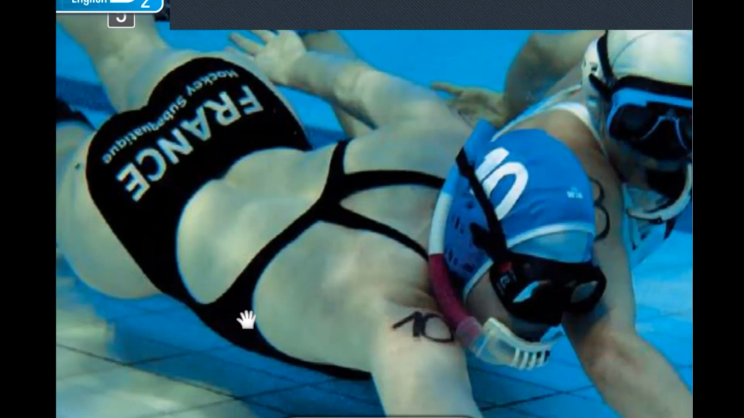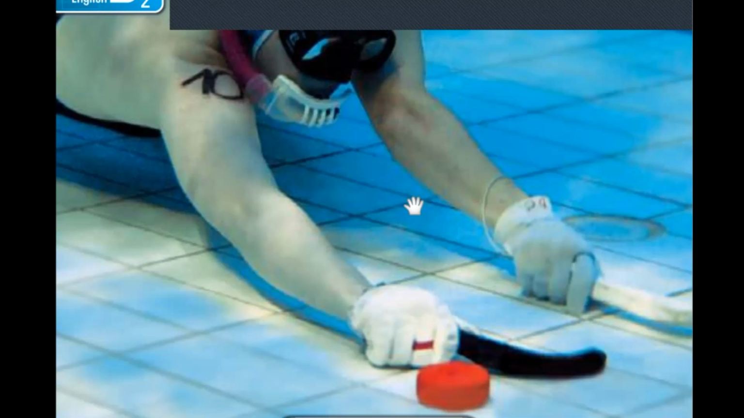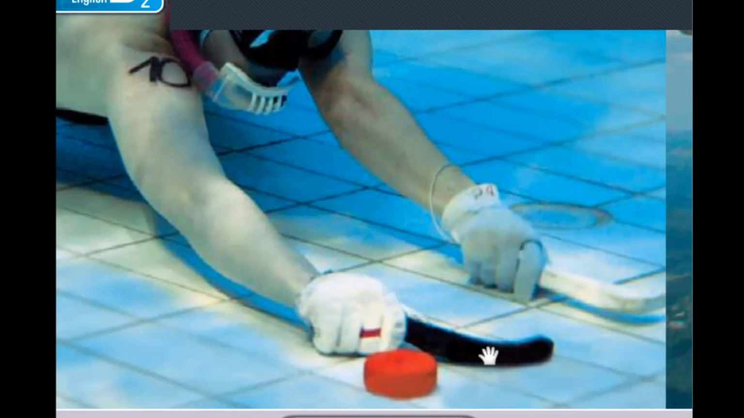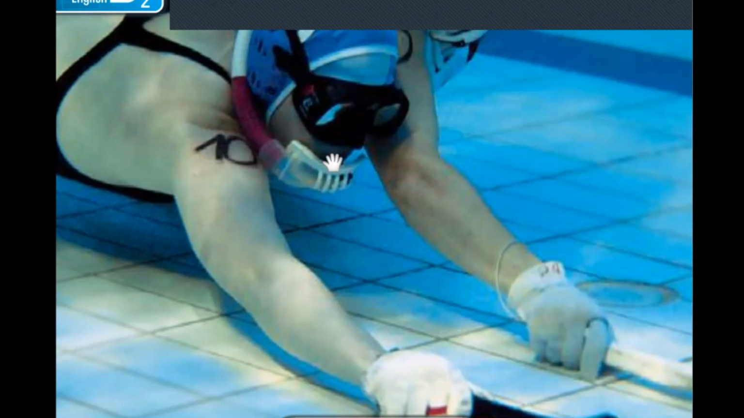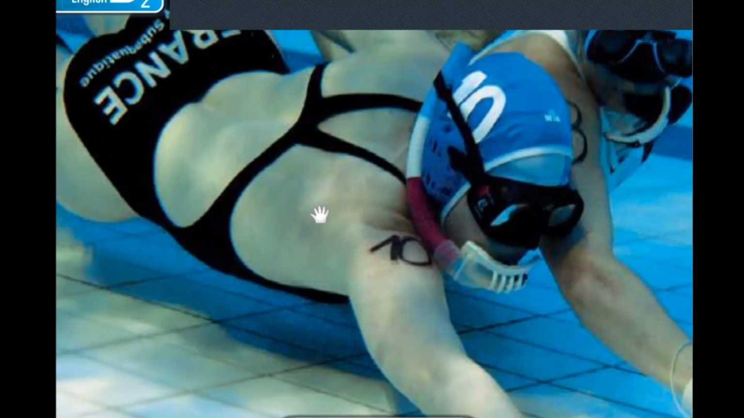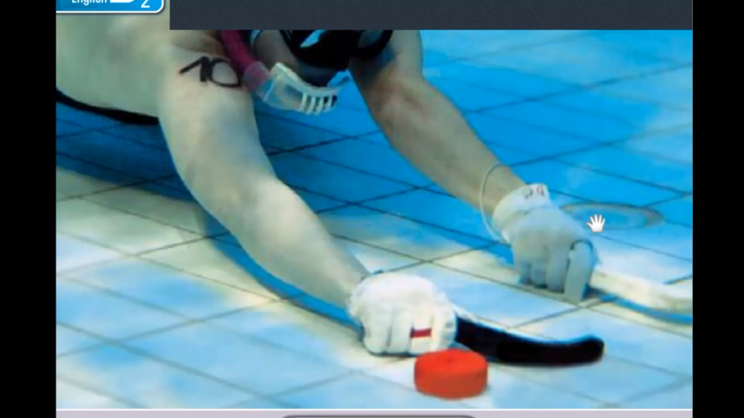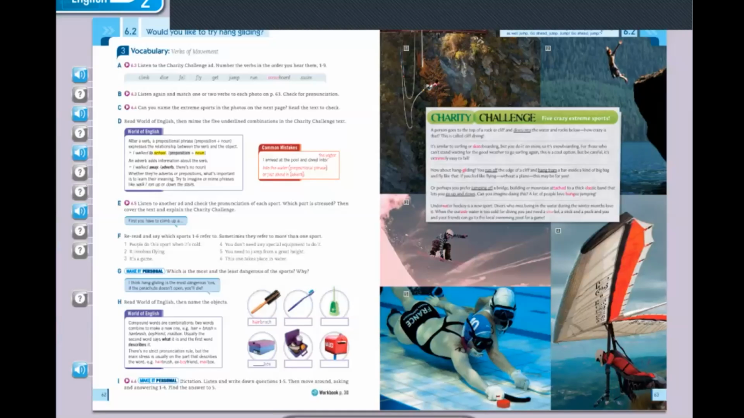What's this? Underwater hockey. Yeah, underwater hockey. As you can see, they have their sticks. It's not the regular size. If you know the hockey game, you know that they use longer and bigger sticks, but they are using smaller ones. And it's underwater. So it must be very difficult because you need to learn how to swim, how to dive, and also how to play this thing. It's not an easy game to play.